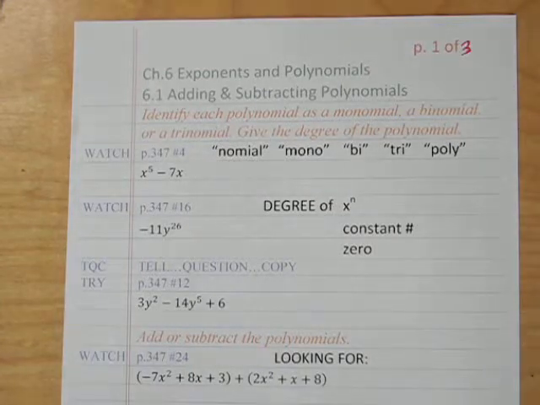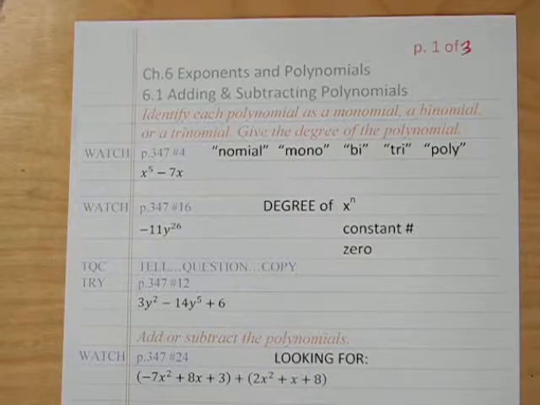Okay, chapter 6, exponents and polynomials. And section 1 of chapter 6 is adding and subtracting polynomials. So we're going to start by getting a little bit familiar with the terminology.